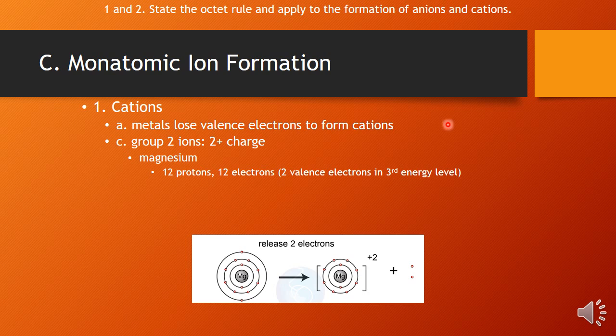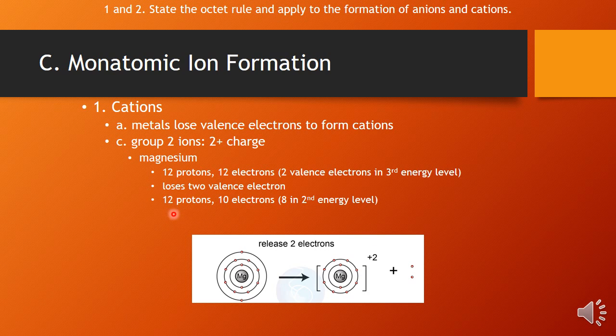So here's a picture of what might happen when magnesium forms an ion. Here's our neutral magnesium atom. Notice we have 2 valence electrons in the outermost energy level there. If it loses those 2, what we're left with are just 2 energy levels, the outer of which has the 8 electrons in it, so it meets the octet rule. And because it's lost the 2 electrons, it now has a 2 plus charge.